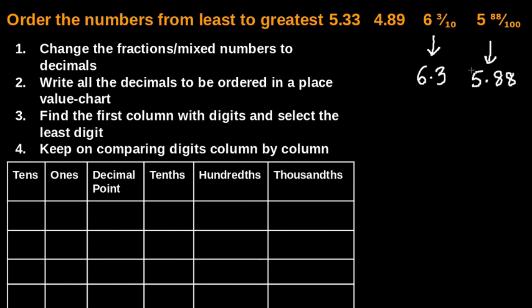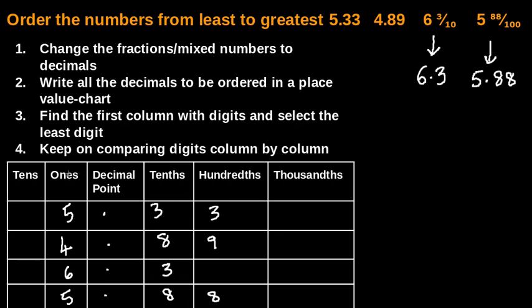So now that we have all our numbers as decimals, we can go ahead to the second step. We are to write all these decimals in the place value chart. So here we have 5.33 followed by 4.89 and then 6.3 and then 5.88. So we go ahead to the next step. We move on to the next step. Find the first column with digits and select the least digit.